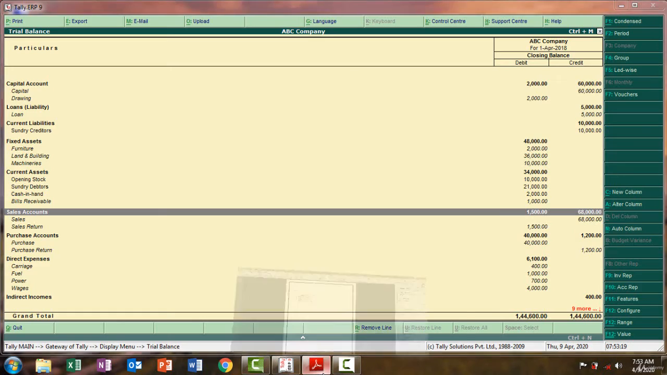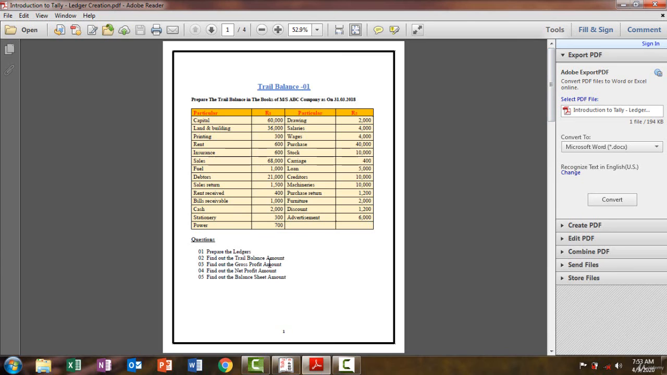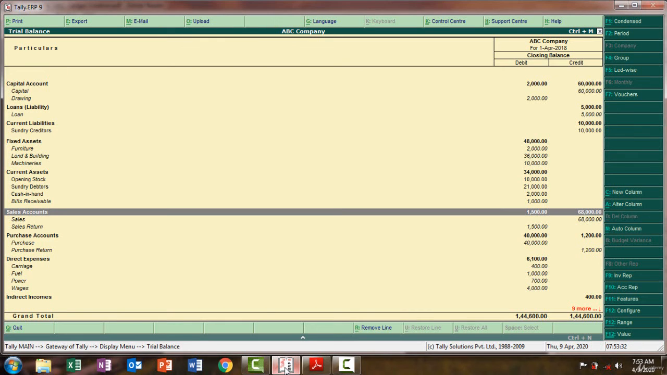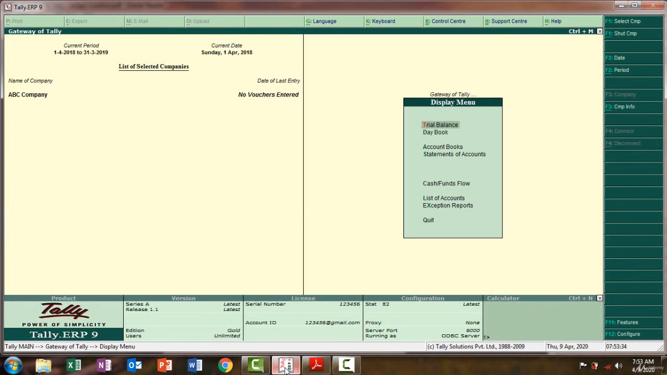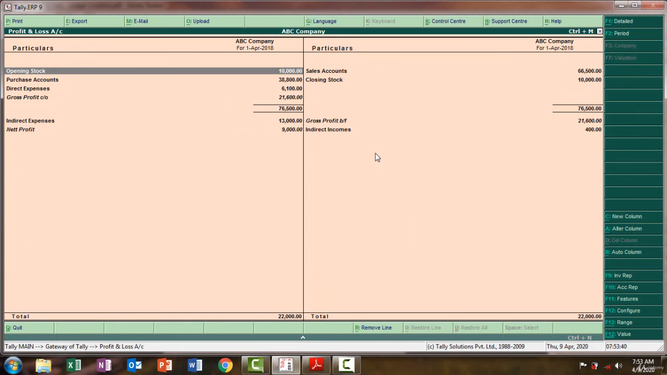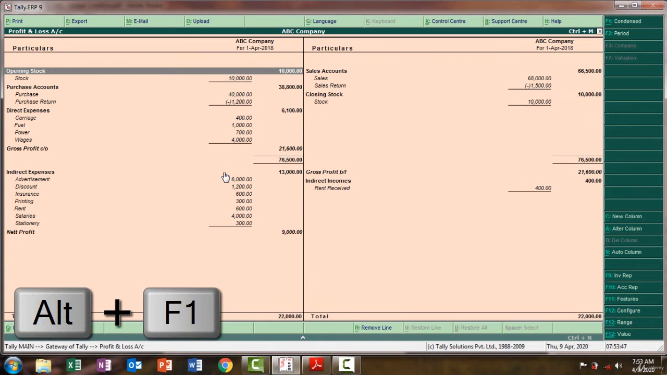Then the next one is to find out the gross profit amount and net profit amount. So how can we get it? We can get it from the income statement. So I'm going to press escape, go to the Gateway of Tally and Profit and Loss Account. If you want to know further information, press Alt plus F1, and you can see.